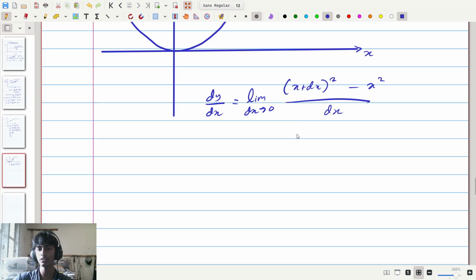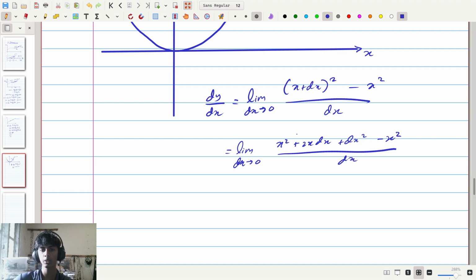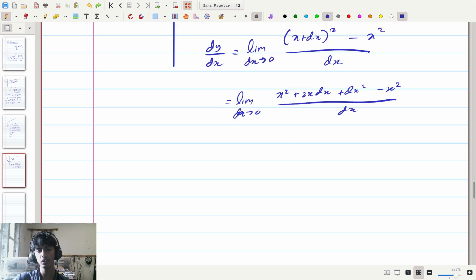So expanding this second term here, x plus dx whole thing squared, we can see this is equal to the limit as dx approaches 0 of x squared plus 2x dx plus dx squared minus x squared, divided by dx. You can see here there's a plus x squared here and a minus x squared here. We can cancel the two, leaving us with the limit as dx approaches 0 of 2x dx plus dx squared divided by dx.